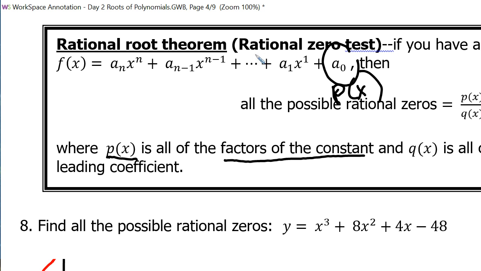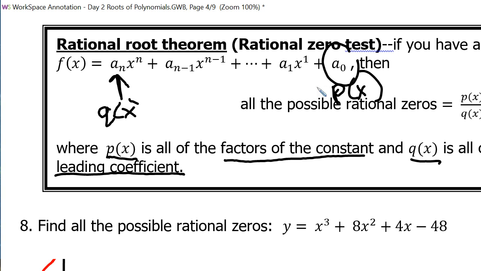So P of x are all the factors of the constant. And Q of x is all of the factors of the leading coefficient. So the leading coefficient will be this one right here, which would be Q of x. So you need to factor your constant and find all of the possible factors for the leading coefficient.